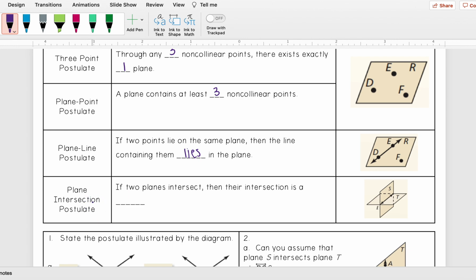And then this last one, the plane intersection postulate, tells us if 2 planes intersect, then their intersection is a line. And so we see that here I have 2 planes, and their intersection here is line L.